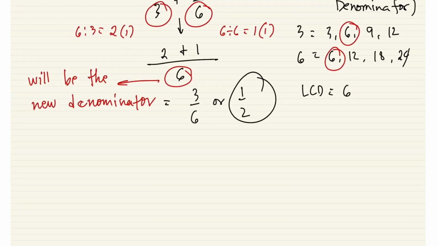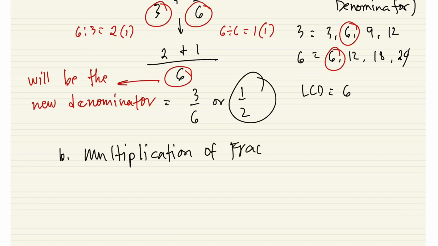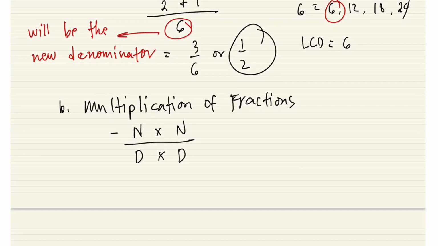Okay, so the next operation for fractions is multiplication. Multiplication of fractions. Alright, how do we multiply? It is numerator times numerator, divided by denominator times denominator.